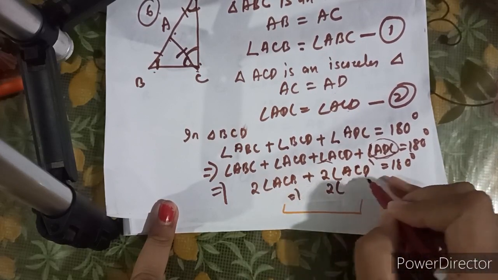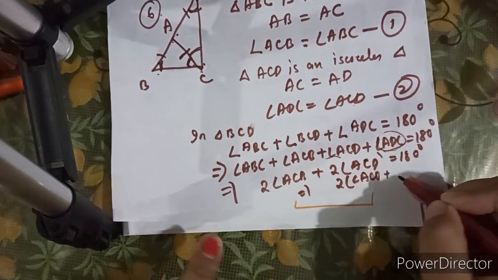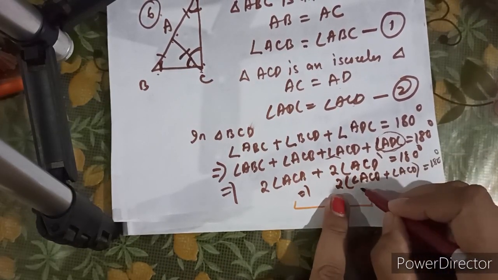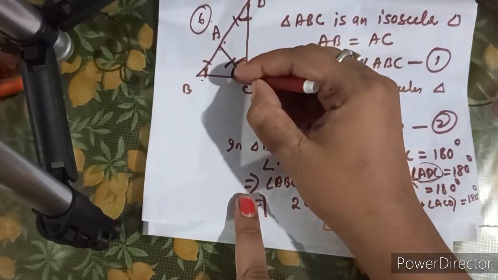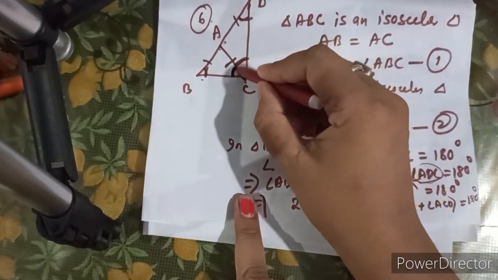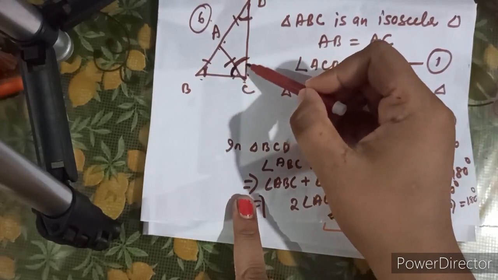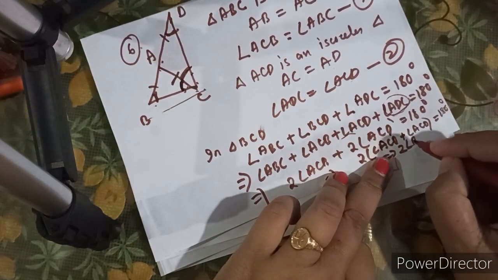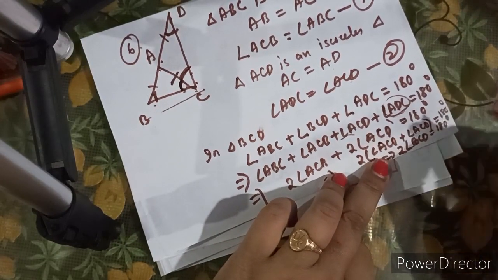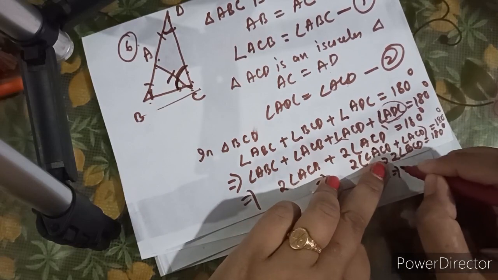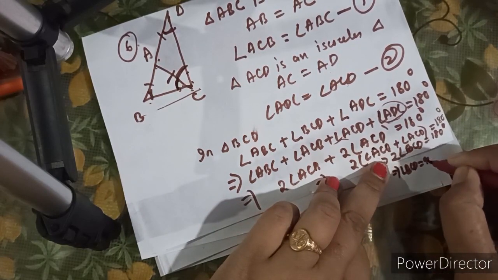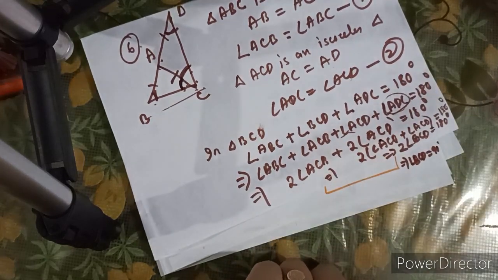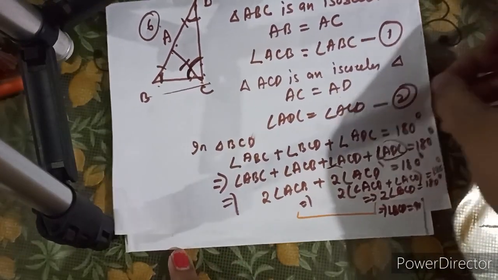So you can see here twice of, if I write, angle ACB plus ACD is equal to how much? 180 degrees. And ACB means this angle and ACD means this angle. So these two angles together make what angle? BCD. So what can I write? Twice of angle BCD will be how much? 180 degrees. Therefore angle BCD will be how much? 90 degrees, which is the required proof for question number 6. All of you understood?